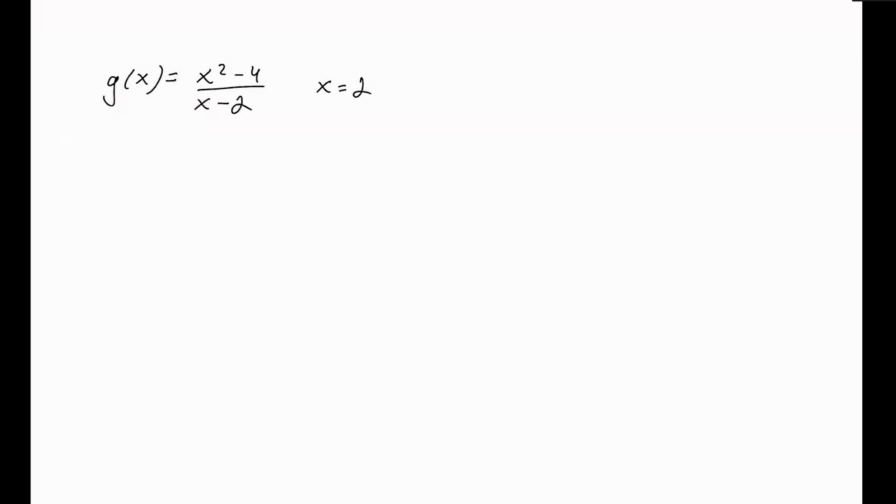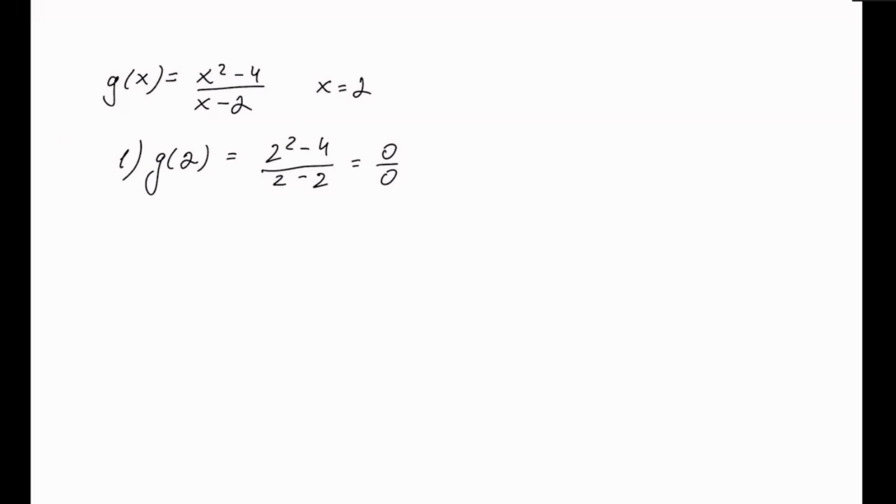Now let's look at something a bit trickier. Consider g of x equals x squared minus 4 divided by x minus 2 at x equals 2. Is g continuous at x equals 2? Let's check. First, is g of 2 defined? g of 2 equals 2 squared minus 4 over 2 minus 2, which is 0 over 0. We're dividing by 0, so g of 2 is not defined. This means g is not continuous at x equals 2. We don't even need to check the other conditions. If any one condition fails, the function is not continuous at that point.